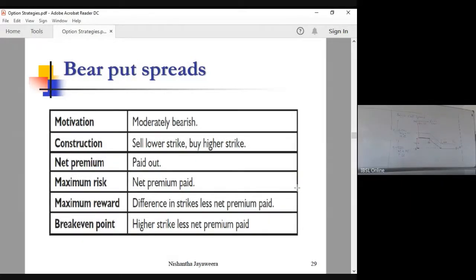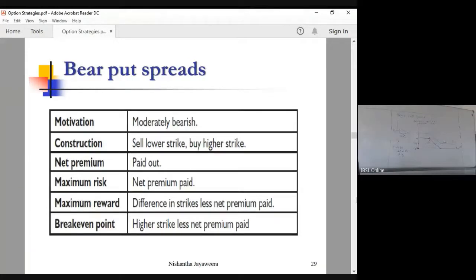In the bear put spread, the outcome would be more or less the same. Motivation would again be moderately bearish. Construction, that means the trade that you do with put options: you sell the lower strike put and you buy the higher strike put. Remember that whether it's call options or put options, when you want a bear spread, you sell the lower strike and you buy the higher strike. When it's a bull spread, you buy the lower strike and sell the higher strike.